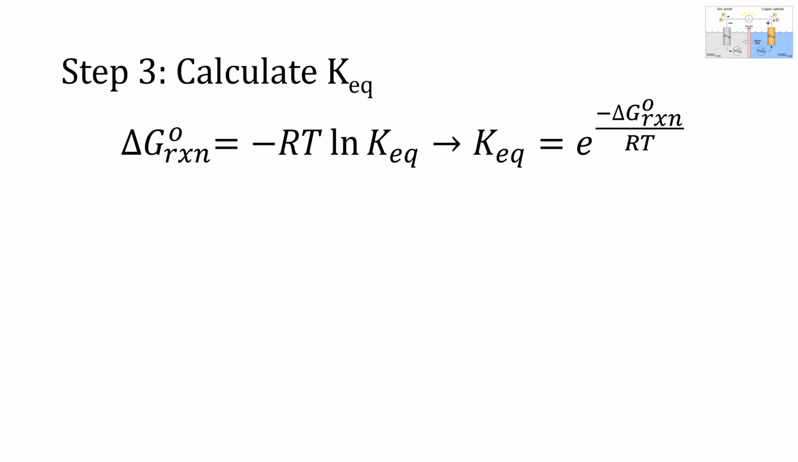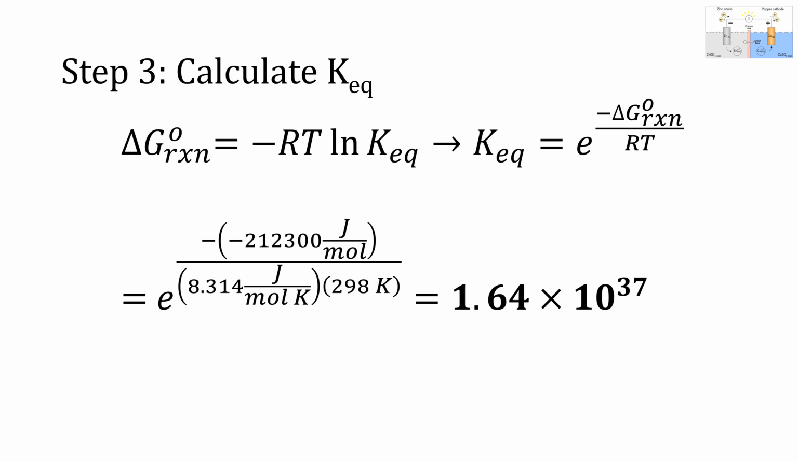So then our third step is to calculate the equilibrium constant. We now know the Gibbs free energy of reaction from step 2, and we can relate that to the equilibrium constant with this equation where delta G is equal to negative RT times the natural log of K. We need to rearrange this equation to solve for K, and when we do so, we have it written here, e raised to the negative delta G divided by RT. We plug in the numbers here.